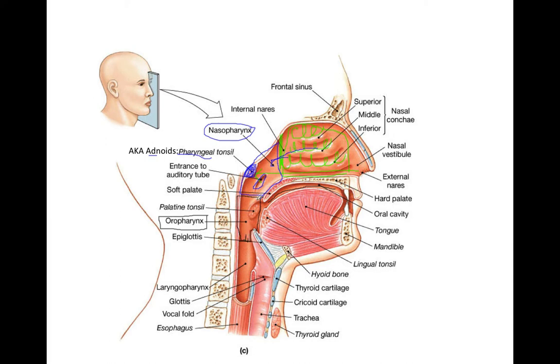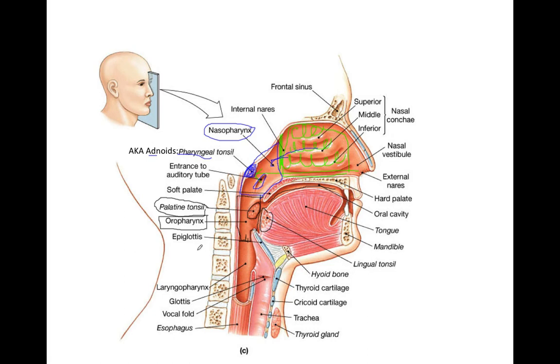So the oropharynx is receiving food and drink from the oral cavity. What kind of epithelium would be here? Stratified squamous, non-keratinized epithelium. And we're going to have another tonsil here, the palatine tonsil, just inferior to the soft palate. This is the palatine tonsil. And on the tongue, we're going to have the lingual tonsil. Again, these are lymphoid tissue filled with white blood cells, part of your immune system, your lymphatic system.